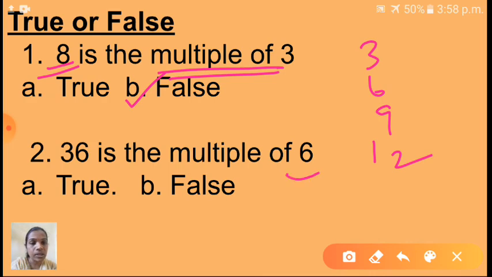Next one is 36 is a multiple of 6. Yes, in the sixth table the 36 will come as a multiple. So here what is your answer? True. So children, you have to study the tables, then only you will easily get those multiples and factors. Understood children? Yes, I hope you understood. So today I revised two lessons, that is HCF and one more is what? Decimal fraction. Now I am going to discuss your paper pattern. Are you ready children?